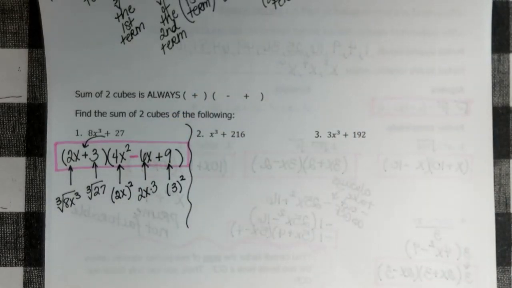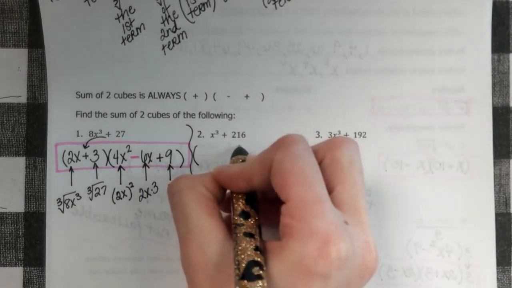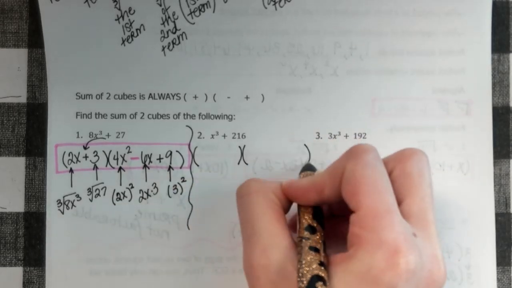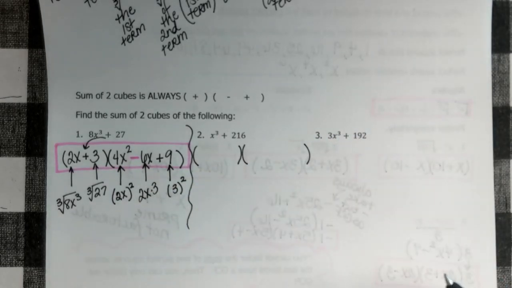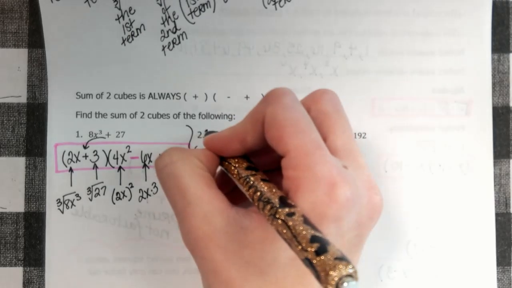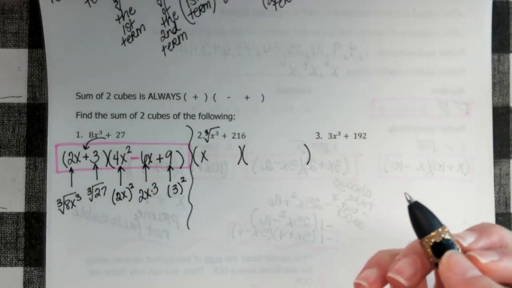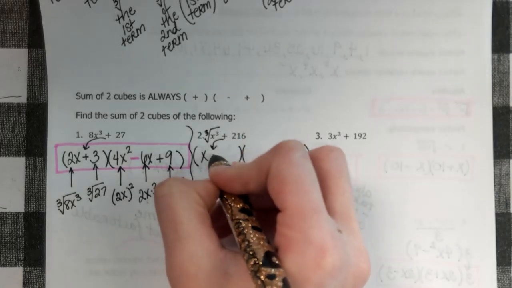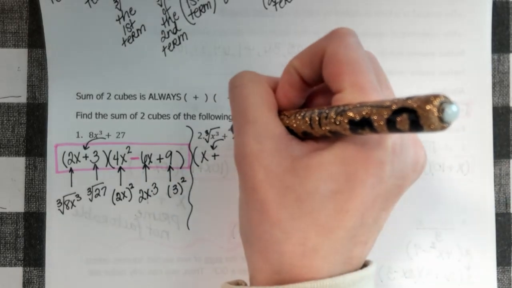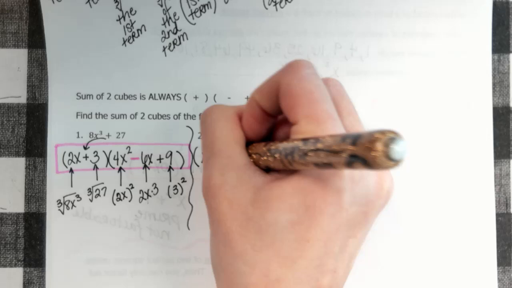So if I have x cubed plus 216, I recognize I have a cube for my exponent, so you should instinctively check 216 if you don't know if it's a perfect cube. Okay, it is. So I'm going to set up my binomial times my trinomial. I'm going to take the cube root of x cubed, which is just x. I bring down my plus sign. And then what's the cube root of 216? 6.